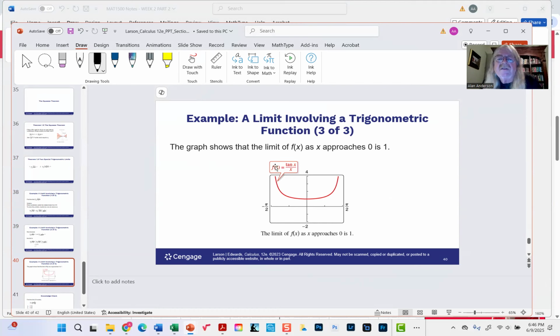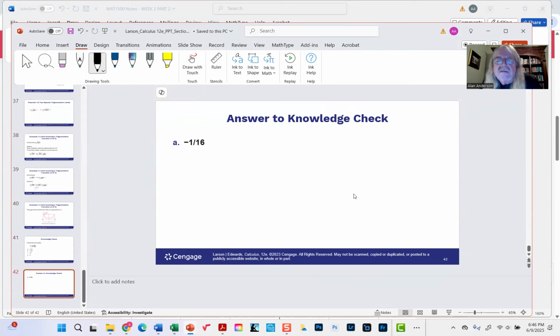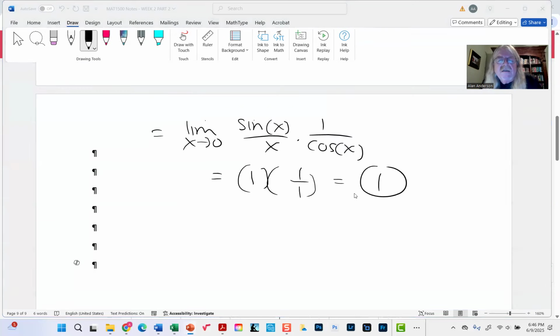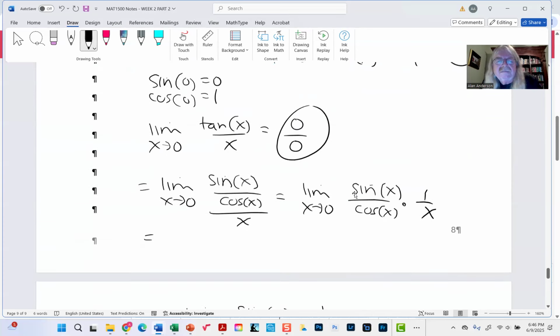So they've got the graph here. This is the function tangent x over x. And as we get close to 0, although this is not a good graph, it's hard for us to see where it's approaching 0, but okay.